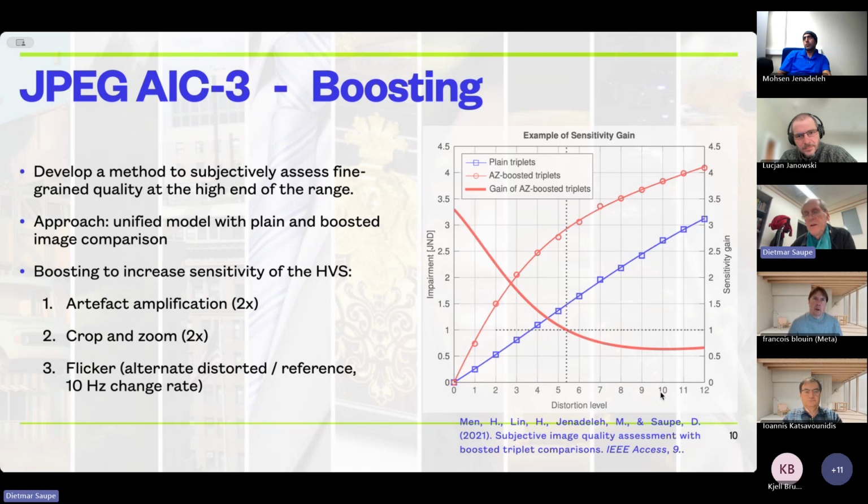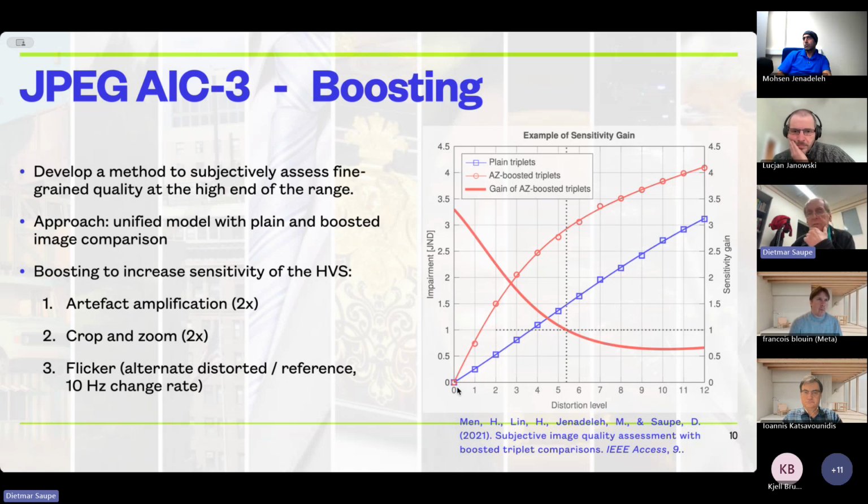So down at the bottom, we have those 12 distortion levels, essentially from 0 to 3 dB, 3 JNDs. And our assessment actually gave us pretty much a straight line here, doing pair comparisons or triplet comparisons, let's say, without any artifact amplification. And the red curve here is the impairment curve with the amplification, and this one is for amplification of the artifacts plus the zooming, but without the flicker.